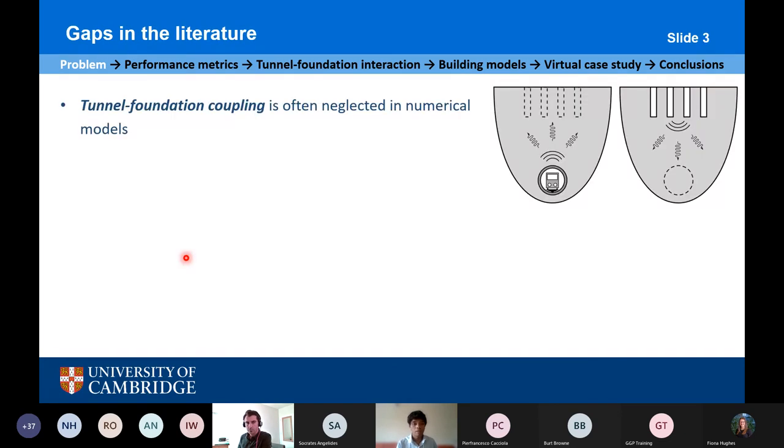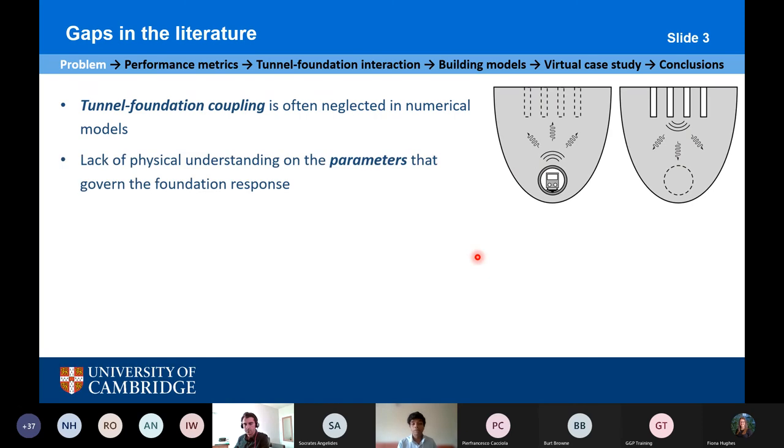One of the main gaps in the literature is that we need to use computationally efficient models to account for the vibration interaction effects. But most numerical models neglect the tunnel foundation coupling that occurs when we have vibration waves, as illustrated here, where we have waves propagating out from the tunnel, and then they can excite the foundation at the top. But one thing that they neglect is that once the foundation is excited, you get waves that are propagating back towards the tunnel, and this can create a coupling effect between the tunnel and the foundation, which needs to be accounted for in numerical models.